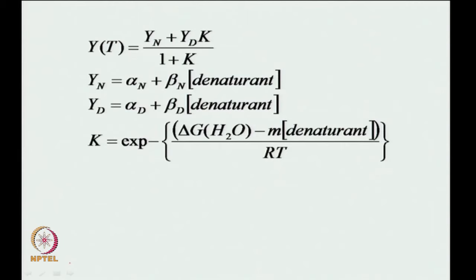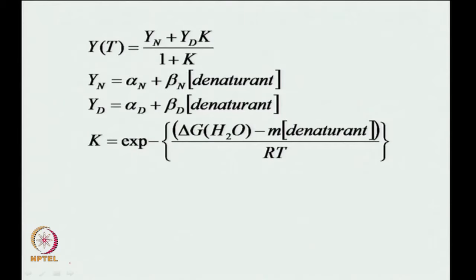In that case, you had what? You had m n times T, because you are varying temperature, plus an intercept, say A of n or B of n. In this case, what are you varying? You are not varying temperature, you are varying denaturant concentration. That is why you see it is y n is equal to an intercept alpha n plus beta n, which is the corresponding slope of that native state as a function of denaturant. See, the hypothesis or the approach is very much the same. The only thing that is changing is, instead of temperature dependence, you have a concentration dependence on the denaturant. That is the only change you are doing.